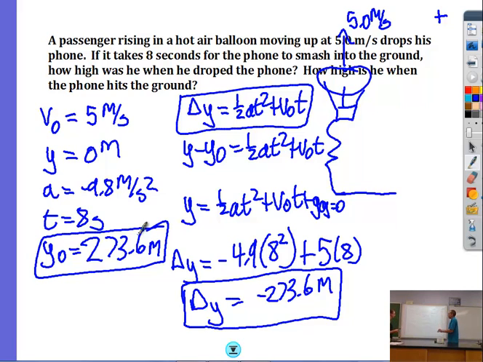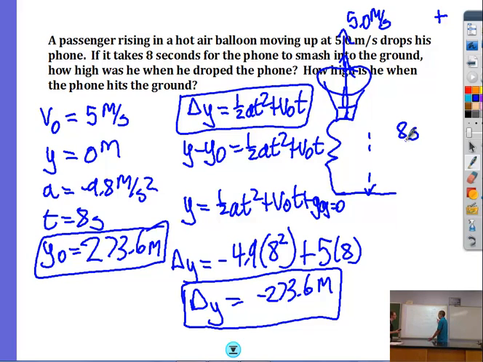Now, the second part of this problem is a little bit tricky. Okay, how high is the person when the phone hits the ground? Okay, which means I've got to do two things. I've got to figure out how far he moved in the 8 seconds the phone fell and add that to his initial height. So while the phone was falling, it went up and came back down. This guy just continued to move up. So he was still going up for those 8 seconds. So in those 8 seconds, how far did he go?